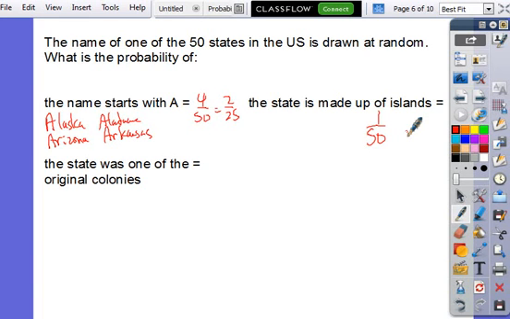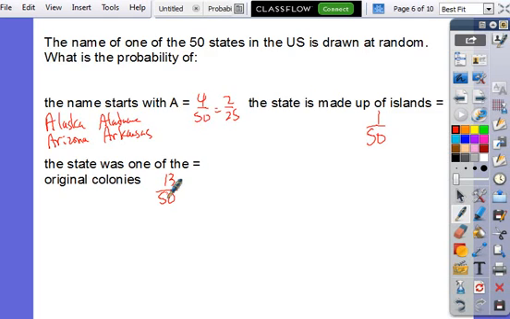Sorry, I said Alaska. What other one has islands? Florida. Got the keys going down the bottom. All right. The state was one of the original colonies. Well, how many colonies were there to start with? 13. So that would be 13 out of 50.